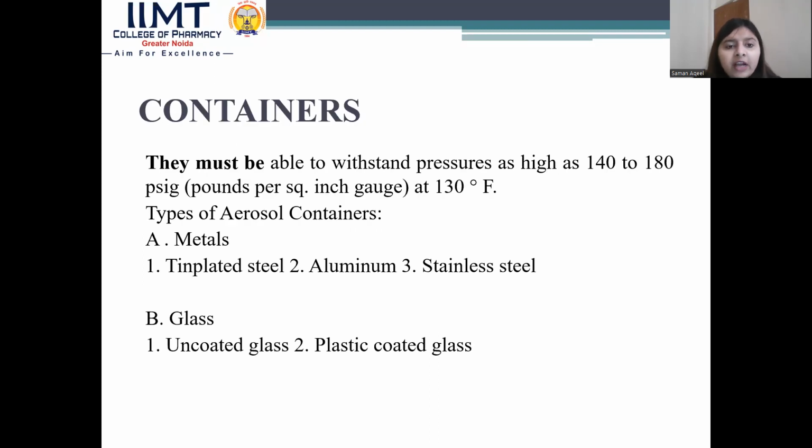Now, the second component of an aerosol is the container. They must be able to withstand pressures as high as 140 to 180 pounds per square inch gauge at 130 Fahrenheit. So this is the pressure which a container must be able to withstand. There are two types of aerosol containers: metal containers and glass containers. In metal containers, there are three types: tin plate steel, aluminium, and stainless steel. And in glass, there are two types: uncoated glass and plastic coated glass. But metal containers have fewer chances of breakage as compared to glass containers.